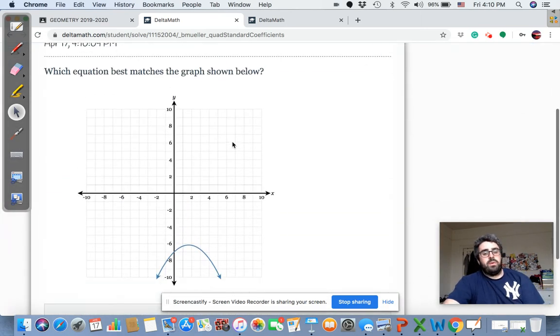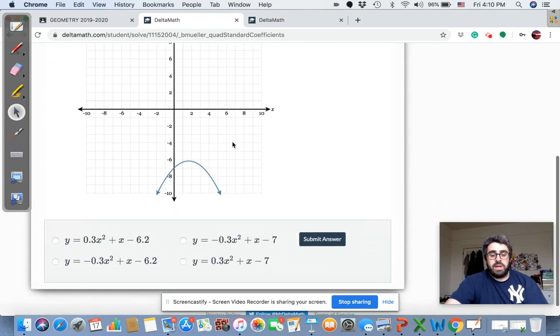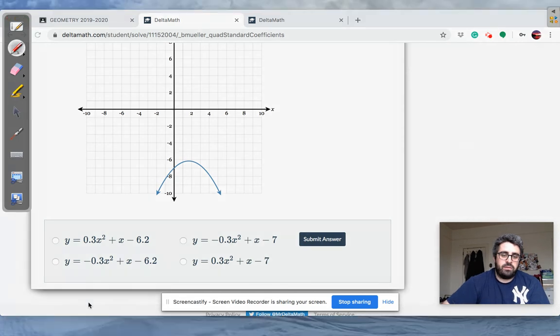Okay. So this one opens downwards, so therefore we know that the a value should be negative. I can eliminate any answer choice with a positive a value. Answer choice 1 has a positive a value of positive 0.3, and answer choice 4 also has a positive a value of 0.3 as well. So it's going to be between these two.